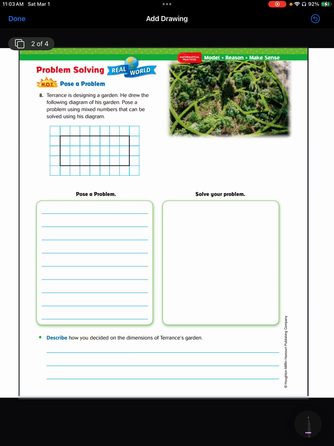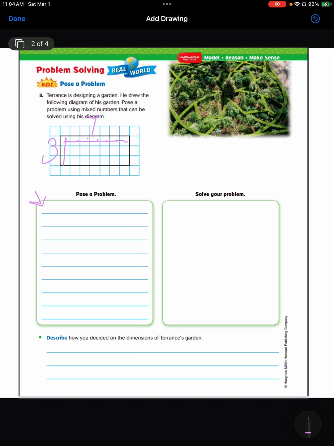Okay, so if you look at this problem, think about how many boxes you have here and how many boxes you have here. So you have 3 here, and you have 1, 2, 3, 4, 5, 6, 7 on the top. Okay, so if you have 3 and 7, all you have to do is write a problem that would be equivalent or applicable to those numbers.